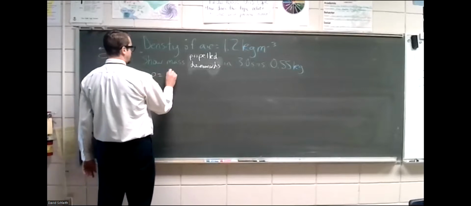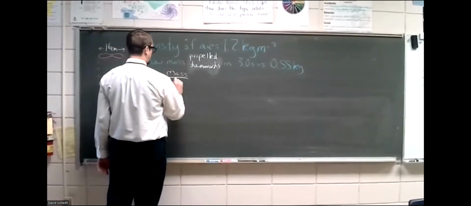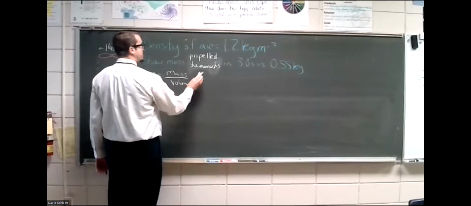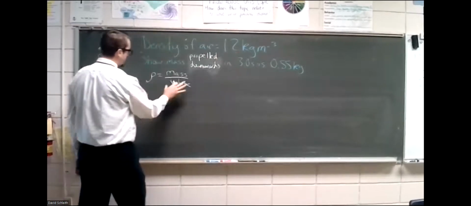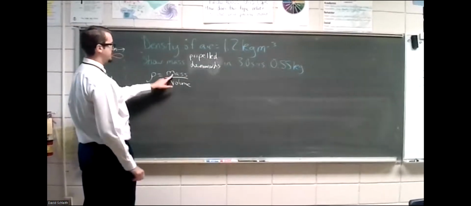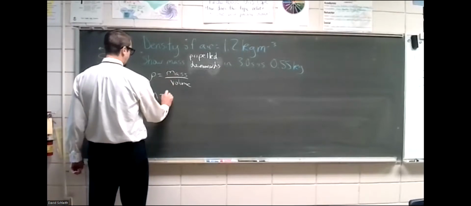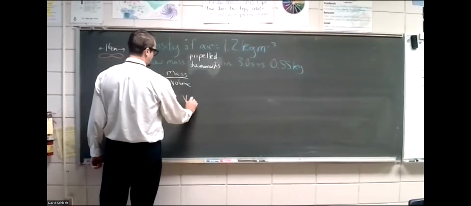Density equals mass per volume. Because we're given the density, that's a nice clue about how we might attack this question to show that the mass is a certain value. So right away, we'll say that mass is equal to the density times the volume.